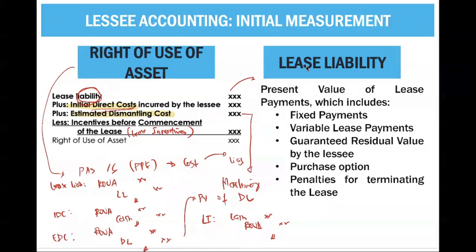How do we compute for your lease liability? Your lease liability is equal to your present value of your lease payments. The question here is, what constitutes your lease payments? So the following are the items which are considered lease payments. First, your fixed payments. What is this fixed payment? This is your fixed lease payment which you pay every time you enter into the lease contract. So this is the actual rent you pay. So the rent payments are considered your fixed payment.